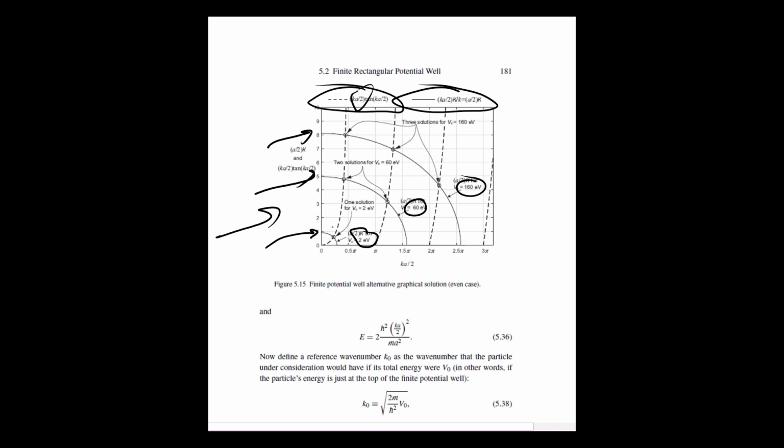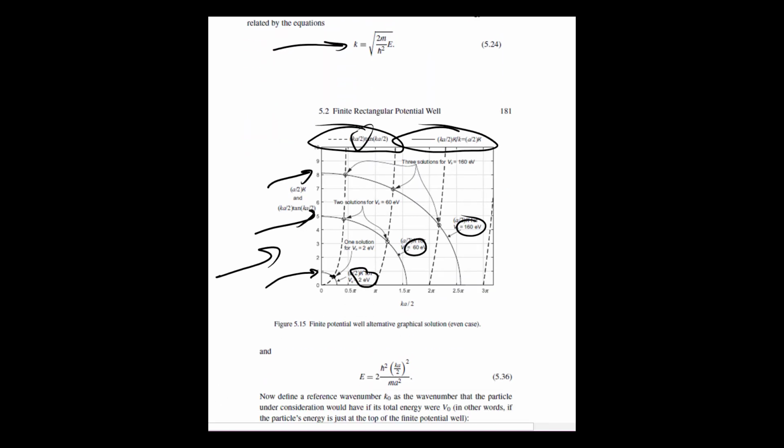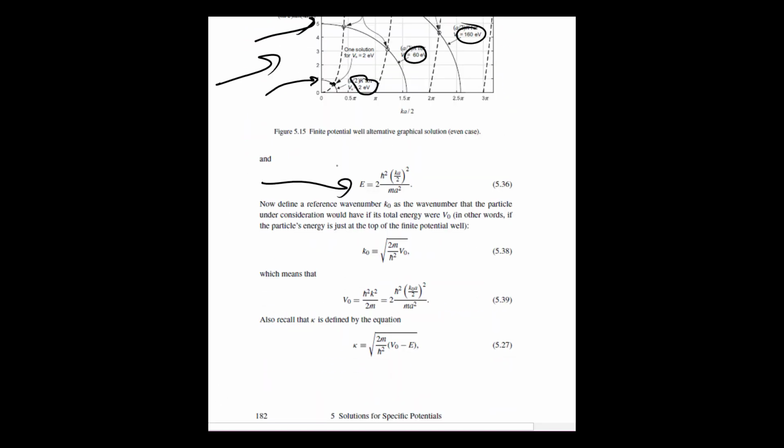The solutions are still given by the intersections, but why are these circles? To understand that, remember that K is proportional to the square root of E, and when we solve that for E, we got this, which explicitly includes the Ka over 2 that we have as our horizontal axis. And now we need to define what I call a reference wave number, K0. If the particle's total energy were V0, that is, if it were right at the top of the well, energetically speaking, then the wave number, which I've called K0, would be proportional to the square root of V0.